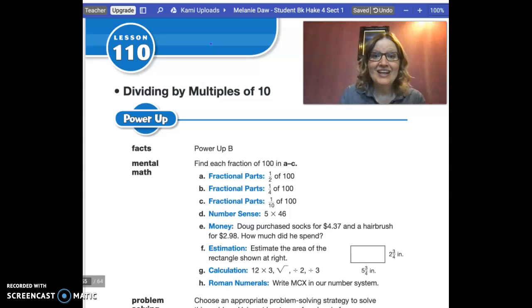Hi, we are looking at lesson 110, which is dividing by multiples of 10. This is kind of a warm-up to getting into when you start learning division with two-digit numbers. It gets a little trickier with two-digit divisors. So we start off by looking at multiples of 10.